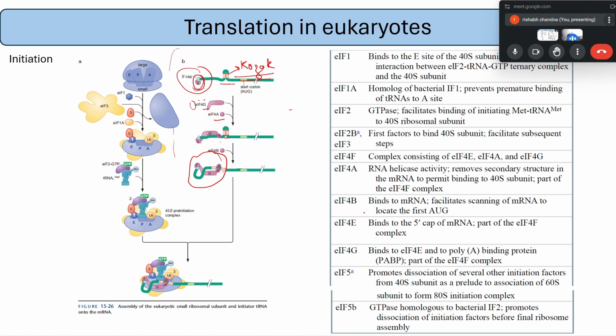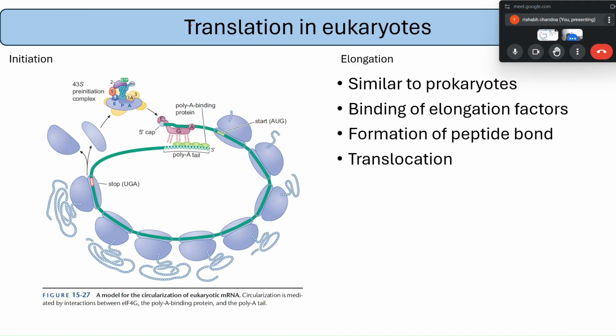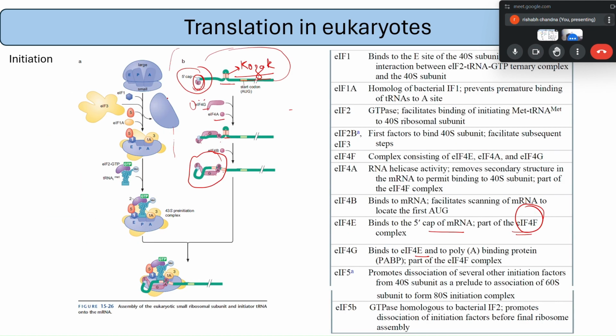So EIF4E binds to the 5' cap, and it is a part of the EIF4F complex. Then we have G that binds to EIF4E and to PABP. So what happens? This is a circular protein. Okay, so we'll discuss later like this. So G binds to the PABPs, as you can see here. Okay, so this is how it facilitates the translation.